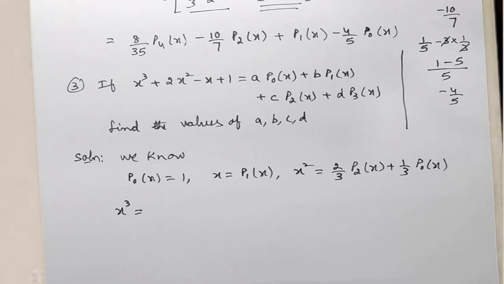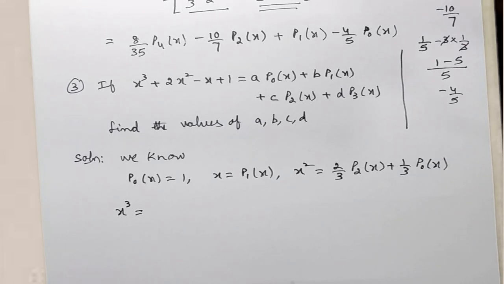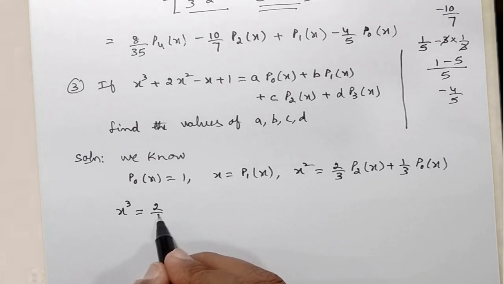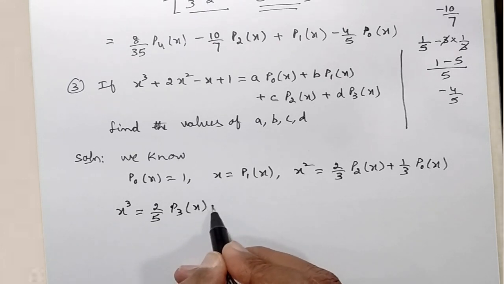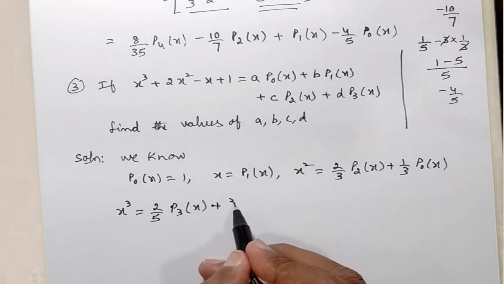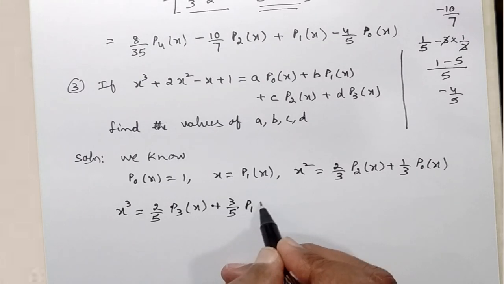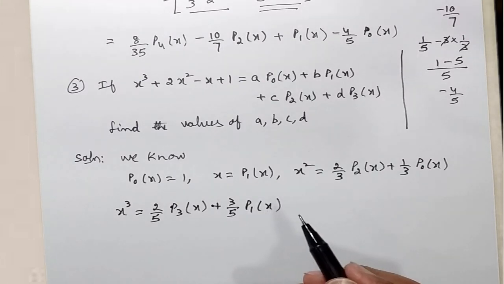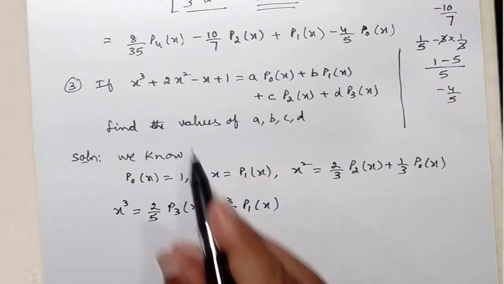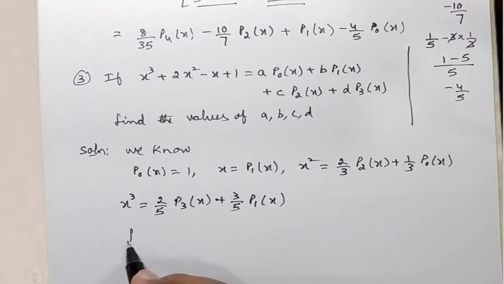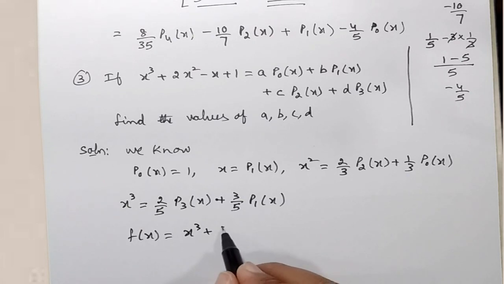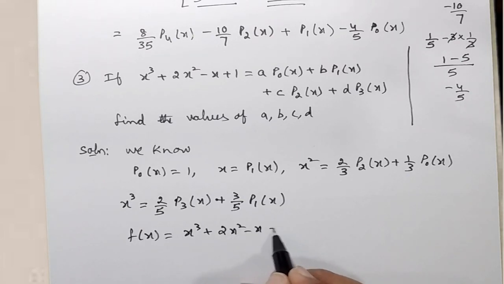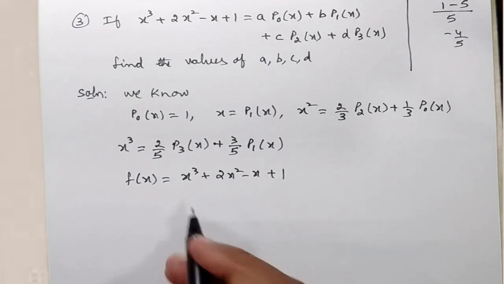Next you have the value of x cube. The value of x cube will be equal to 2 by 5 P3 of x plus 3 by 5 into P1 of x. So we'll plug in all these values back there. So let us take the function f of x to be equal to x cube plus 2x square minus x plus 1.